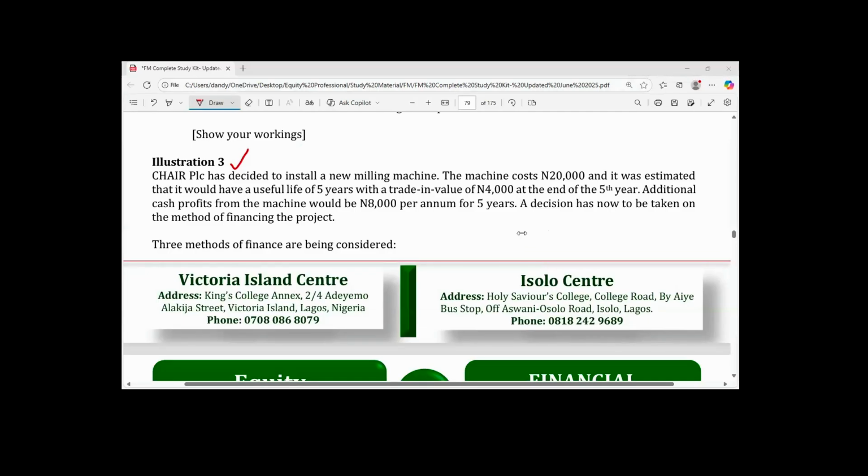Go ahead, Samuel. Trias PLC has decided to install a new milling machine. The machine cost 20,000 naira, and it was estimated that it would have a useful life of 5 years with a trading value of 4,000 at the end of the 5th year. Additional cash profits from the machine will be 8,000 per annum for 5 years. A decision has now to be taken on the method of financing the project. Three methods of finance are being considered.